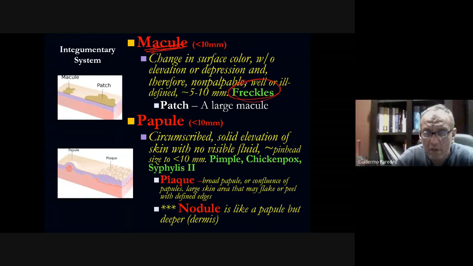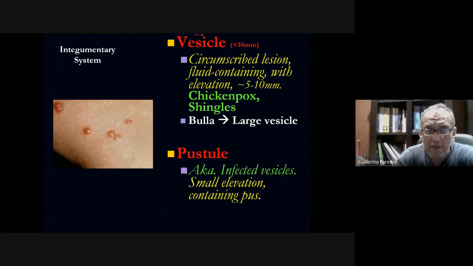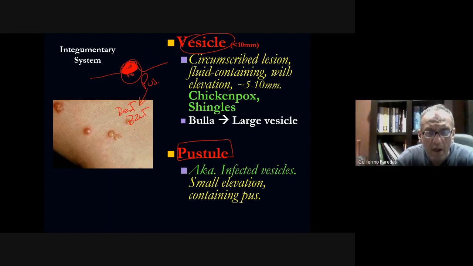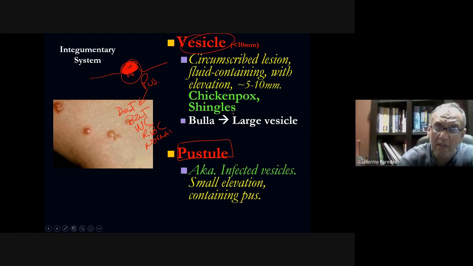We have the vesicle, and we are coming back. The vesicles are elevations. This is the skin. You have an elevation of the skin. This elevation of the skin is going to contain clear fluid. That is the vesicle. When the vesicle appears like a white head, like white spots, a vesicle with white content, that is called pustule, because it contains pus. What is pus? Pus is dead bacteria, dead white cells, destroyed red blood cells, destroyed normal cells. So that is pus. Okay, so a vesicle with white content is a pustule, containing pus. The vesicle itself is a sac that is going to contain clear fluid.